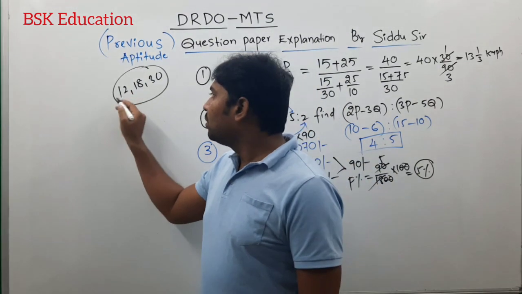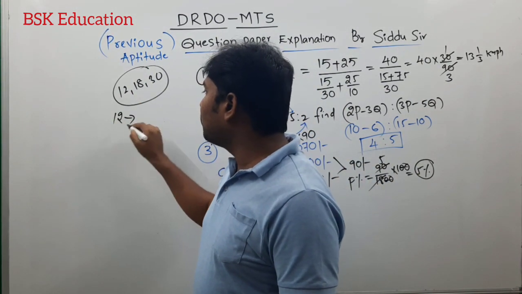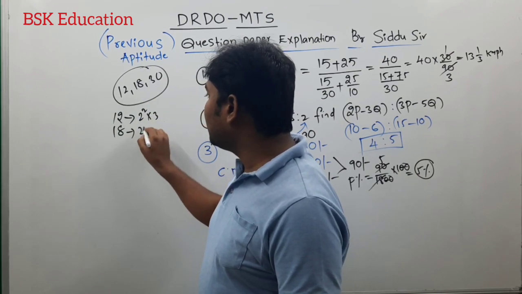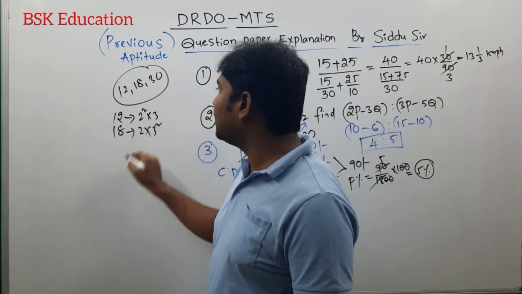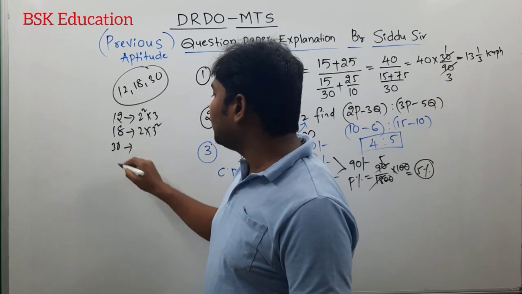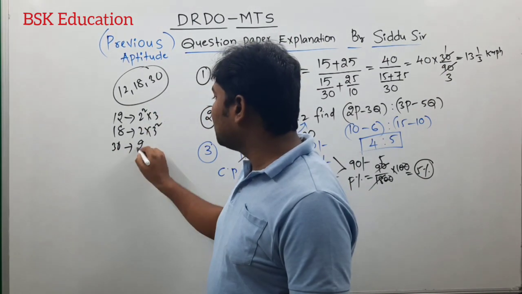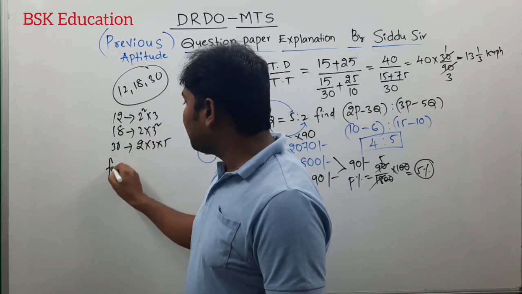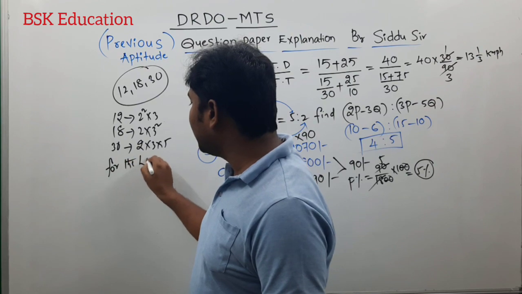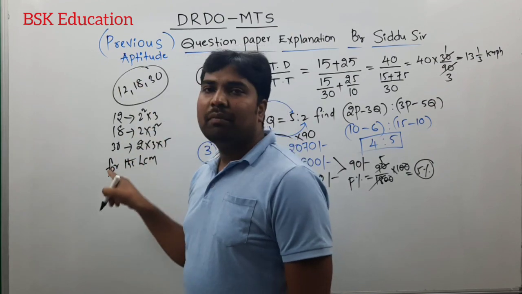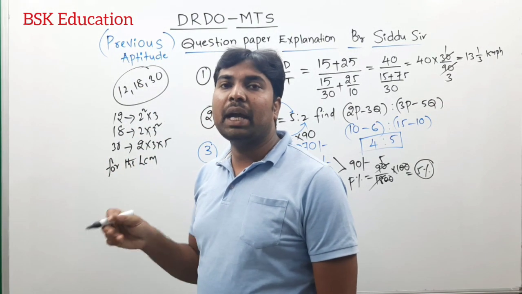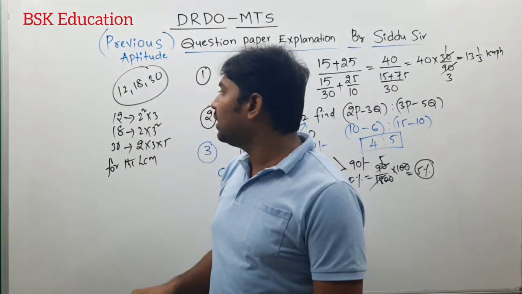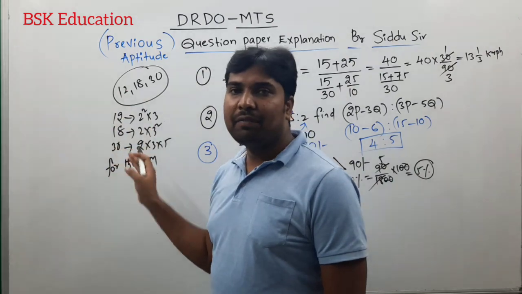So 12 is nothing but 4 into 3, so 2 square into 3. 18 is nothing but 2 into 9, so 2 into 3 square. 30 is nothing but 6 into 5, or else 2 into 3 into 5. For the LCM, the process I am discussing is the prime factorization method.